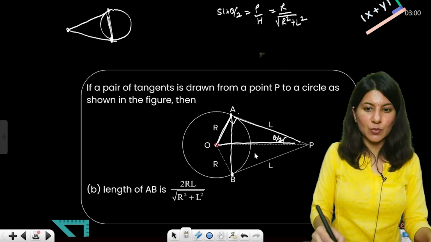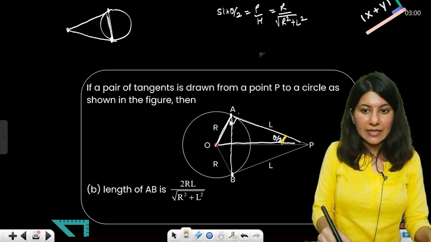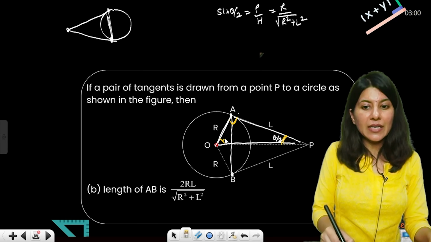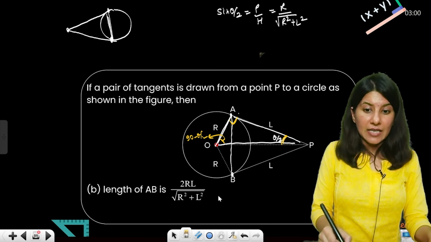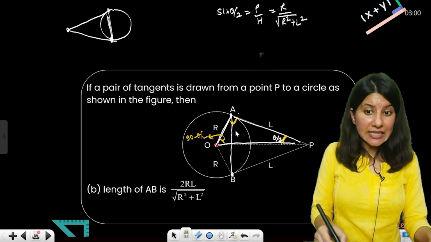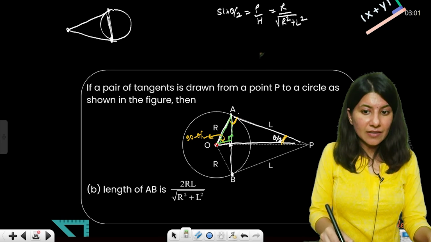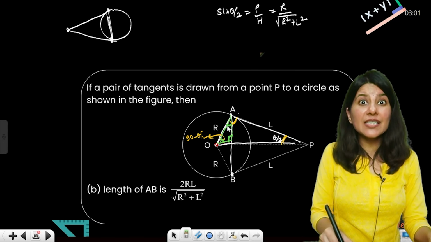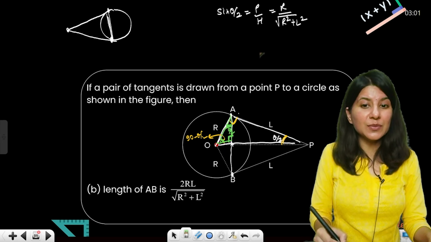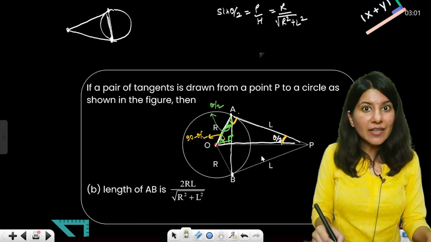This is sine theta by 2. Now understand, if this is theta by 2, this is 90 degrees, so this will be 90 minus theta by 2, correct or not? Right? Now same thing, look at this small triangle. This is also 90, this is 90 minus theta by 2, this is 90. What about this? Again, theta by 2. This angle is theta by 2 again.